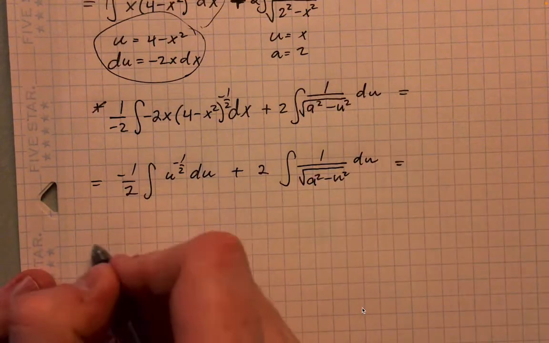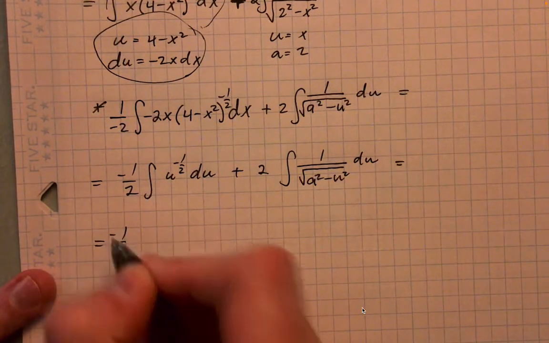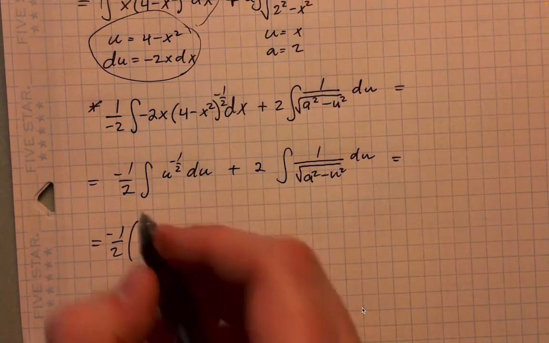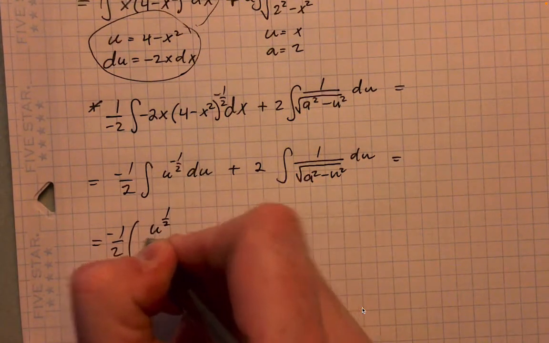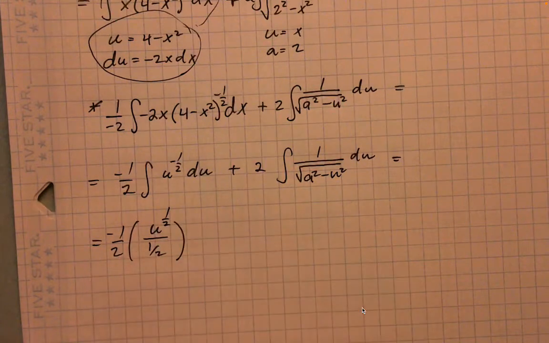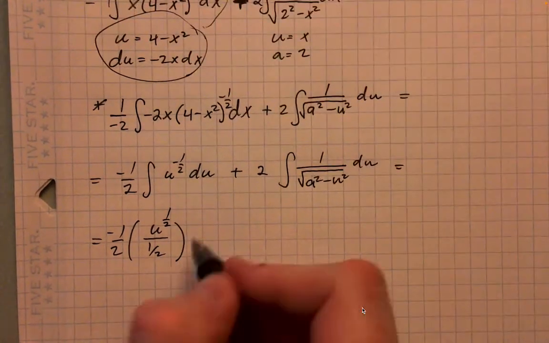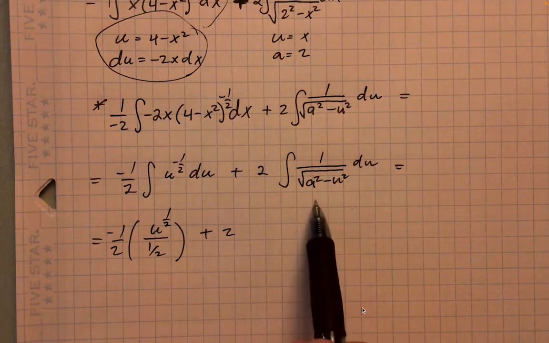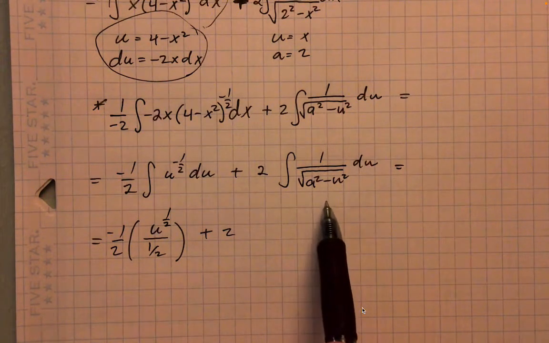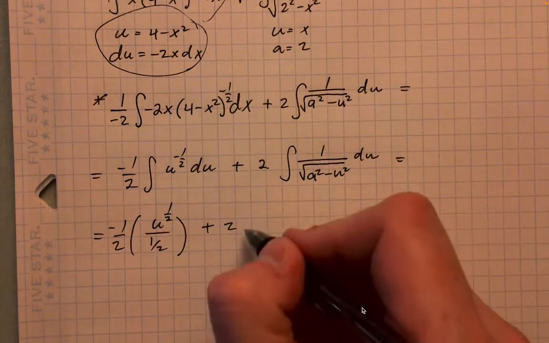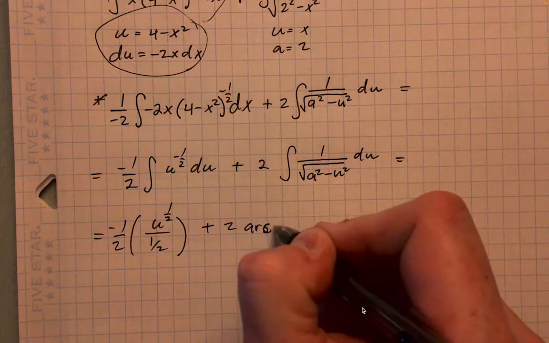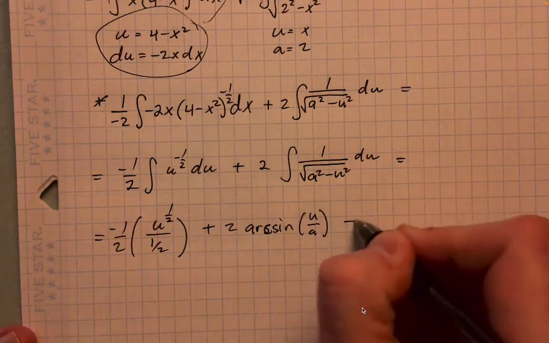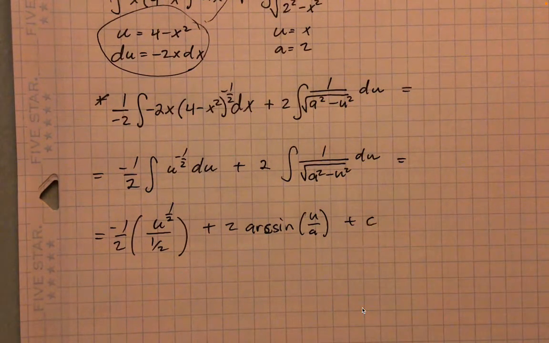And so this one over here is easy to do. It's negative 1/2, and then we're just going to add 1 to this exponent and divide by that same amount. So this would become u to the 1/2 over 1/2 when we integrate. And then this side, this is 1 over the square root of a squared minus u squared, and so that's an arc sine, the arc sine of u over a. Okay, so the whole thing is going to have that format.